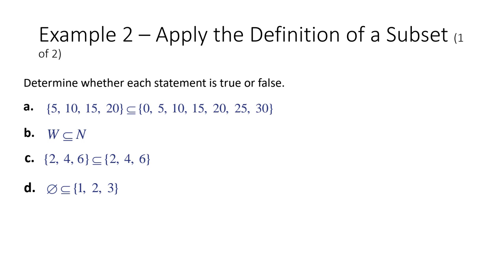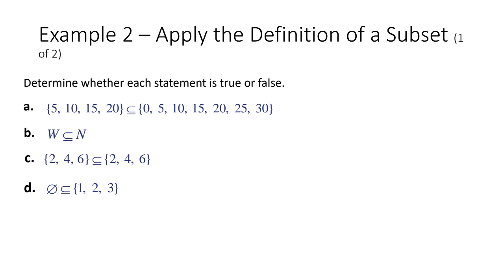C says 246 is a subset of 246. This is true, because each of the elements on the left is also on the right. Notice that this example basically is telling you that this symbol is exactly like the less than or equal. So it could be a subset that is smaller or equal at the same time. So because it's equal, it is true.